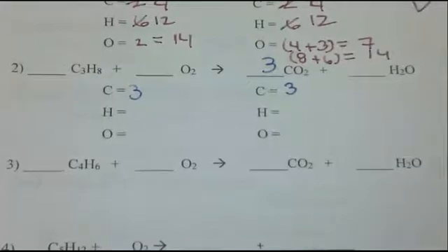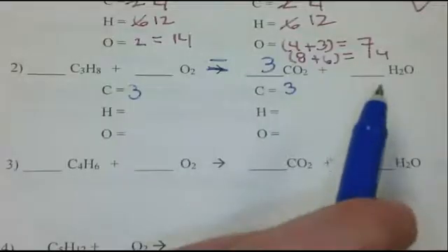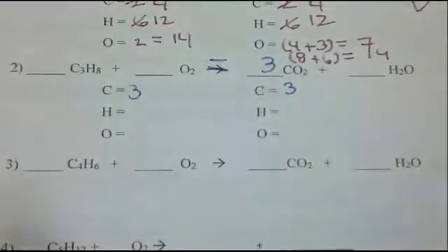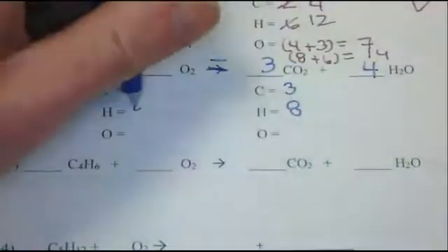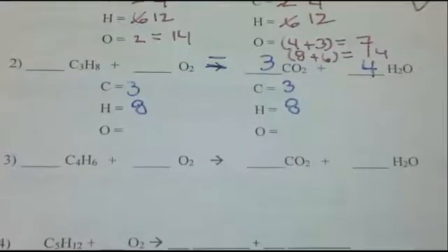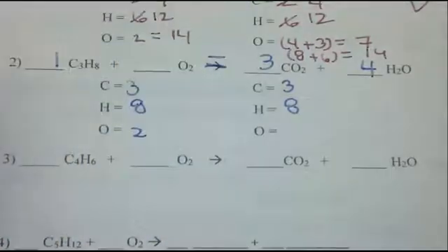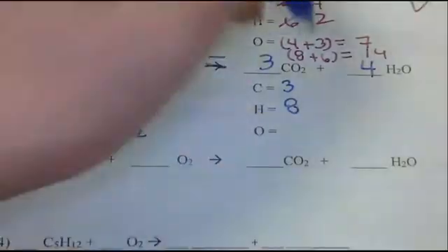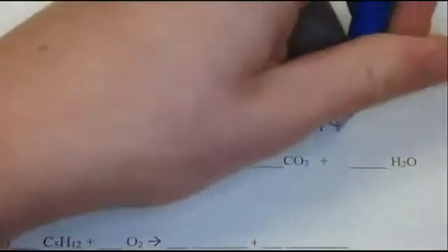Now I'm going to do my hydrogens. Remember, they have to equal each other. On the left side I have 8, and on the right side I have 2. So I need to make them both 8 on each side, so I'm going to put in a coefficient of 4. 4 times 2 is equal to 8. So now they're both 8. And very last, I'm going to check on my oxygens. So I have 2 on the left side, and then on the right side I have 3 times 2, which is equal to 6, plus 4 times 1, which is equal to 4, and that equals 10.